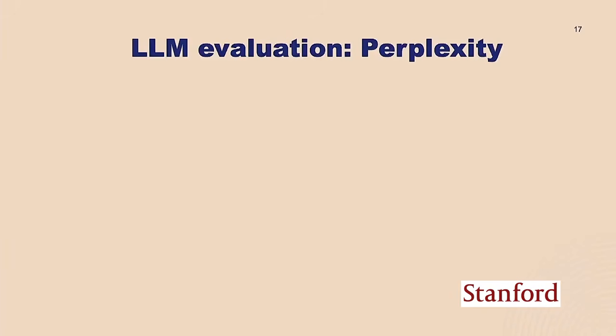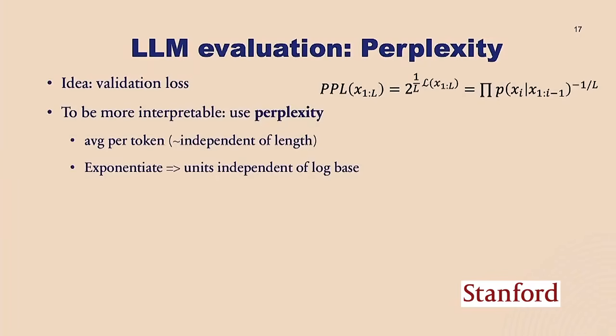The way that LLMs are usually evaluated is using what we call perplexity. At a high level, it's basically just your validation loss. The slight difference is that we use something slightly more interpretable: we use the average per token loss, and then you exponentiate it. The reason is that the loss has a log inside, and one, humans are pretty bad at thinking in log space, but two, logs depend on the base of the log.